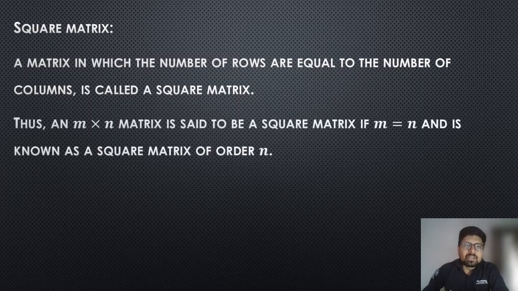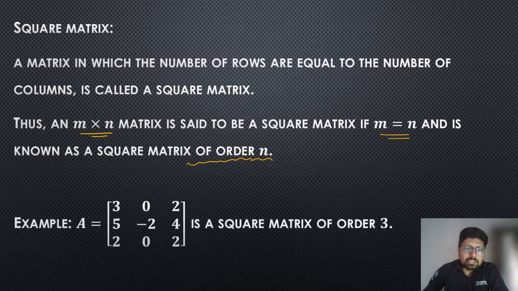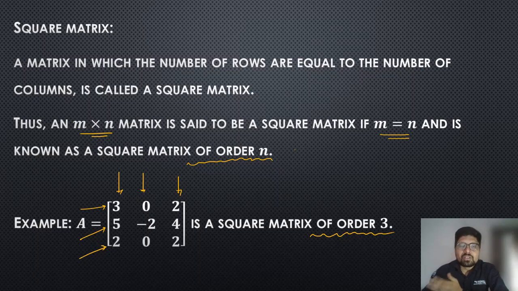There is another definition. If a matrix is m cross n, then if m is equal to n, meaning the number of rows equals the number of columns, then we can say that it is a square matrix and its order will be n, small n. Let's see the example. Now this matrix A has, you can see, three rows, first row, second row and third row, and three columns, first, second and third. So this matrix is of order 3. It can be 2 by 2, it can be 1 by 1, it can be 4 by 4. In that case, the order will be the number of rows or number of columns.